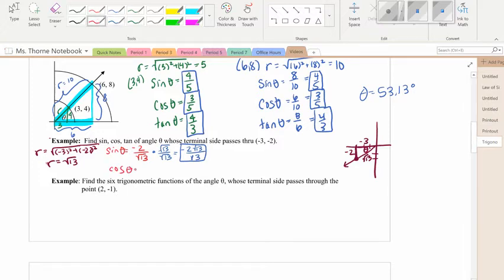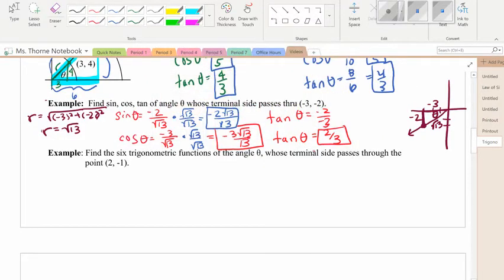The cosine of theta is equal to negative 3 over the square root of 13. So again, we need to rationalize by multiplying by root 13 over the square root of 13. And that gives us negative 3 root 13 over 13 for the cosine. And the last one we have is the tangent of theta is equal to opposite over adjacent. And so negative over negative becomes positive. So that means the tangent of theta is equal to 2/3.